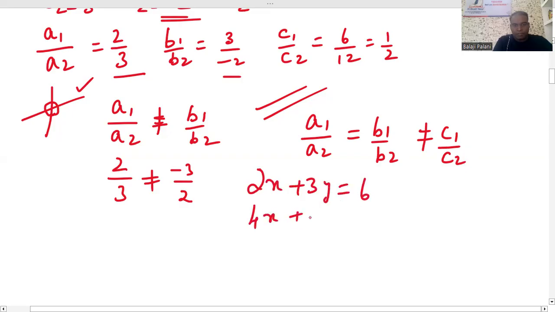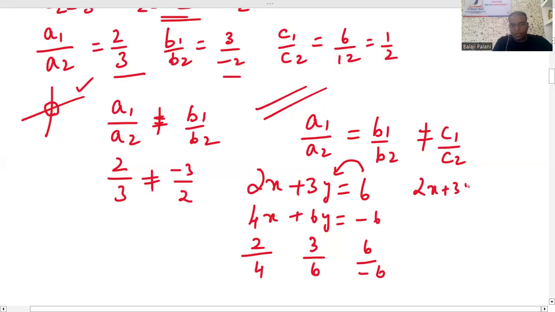4x plus 6y is equal to minus 6. இப்போ இதோட ratios பாருங்க, a1 by a2, b1 by b2, c1 by c2. இதுல ஒரு catch என்னன்னா, in one equation 6 இங்க கொடுத்திருக்கலாம். Okay, so for example, if it is 2x plus 3y minus 6 is equal to 0, and the other equation is 4x plus 6y is equal to minus 6.